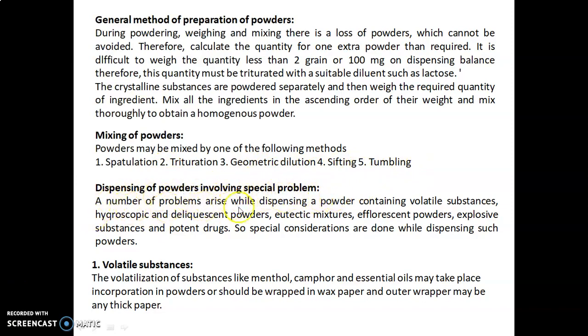A number of problems arise while dispensing a powder containing volatile substances, hygroscopic and deliquescent powder, eutectic mixture, efflorescent powders, explosive substances and potent drugs. So special considerations are done while dispensing such powders. Volatile substances. First problem is for the volatile substances. The volatilization of substances like menthol, camphor and the essential oils may take place. Incorporation in the powders or should be wrapped in the wax paper and outer wrapper may be any thick paper.